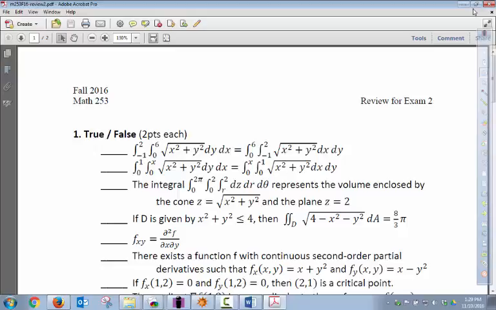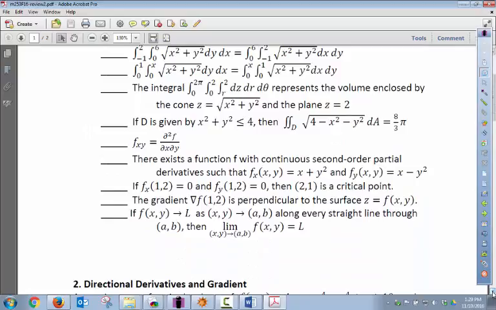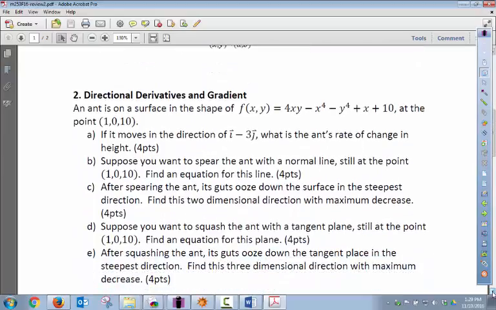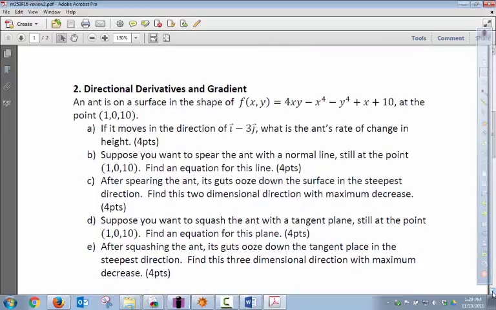Okay, so here are some true-false questions to study. They lend towards the concept questions. This is an exam that I gave maybe last semester or two semesters ago. Here, I tried to put the idea of directional derivatives and gradients in the context of an application. You have an ant crawling on a surface, and if the ant moves according to a map from one point to another point, what's the ant's rate of change in height?